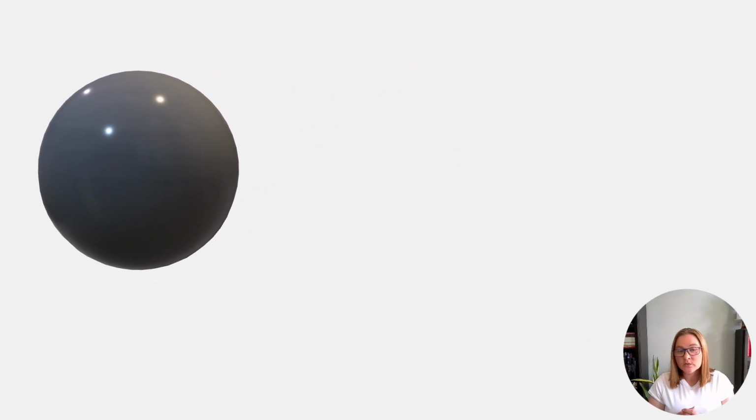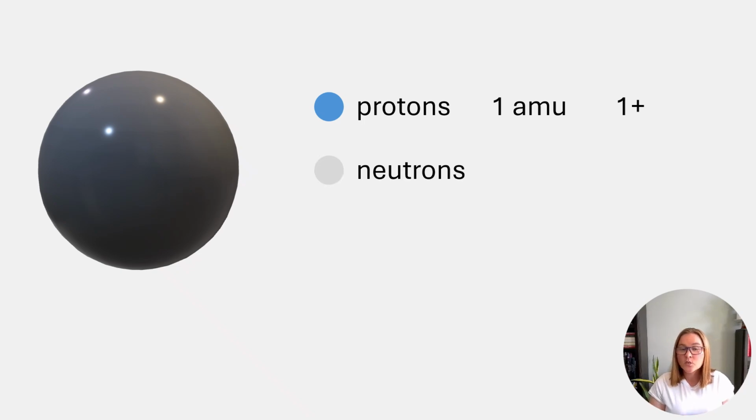Particles. Now we're only going to worry about 3 bigger subatomic particles and not the fundamental particles like the quarks, bosons, and leptons. The first of those particles are the protons. Protons have a mass of 1 atomic mass unit, or AMU. Protons are positively charged. The second particle is going to be the neutron, which also has a mass of 1 AMU, and they do not carry a charge, or in other words, they are neutral.